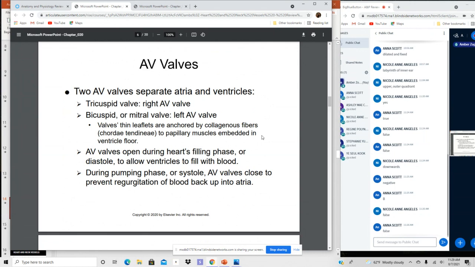The AV valves open during the heart's filling phase, or diastole, to allow the ventricles to fill with blood. So remember, the AV valves during diastole are open, and they're allowing blood to flow in from the atria to the ventricles. During the pumping phase, or systole, the AV valves close to prevent regurgitation of blood back up into the atria. So that's important to remember. During diastole, the AV valves will be open, but during contraction or systole, the AV valves will be closed to prevent the backflow of blood from the ventricles into the atria.